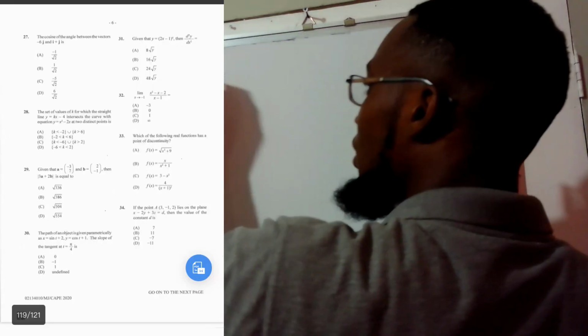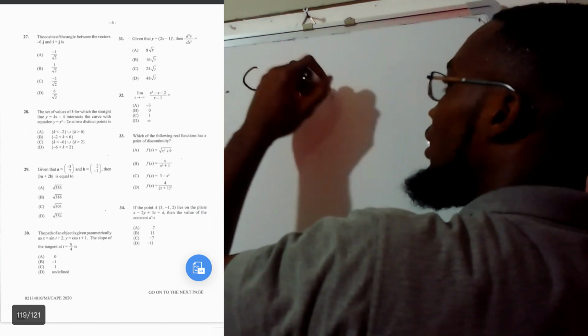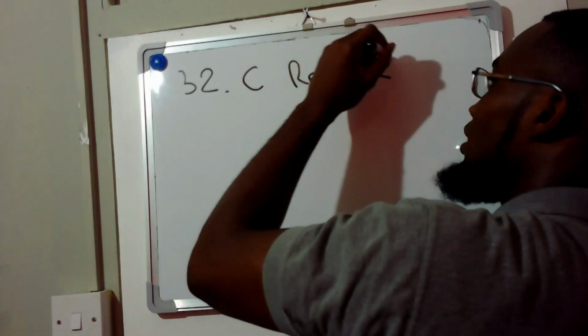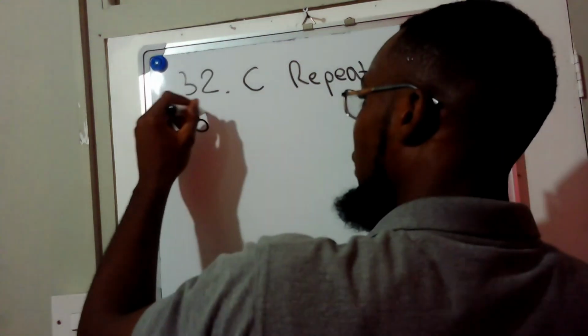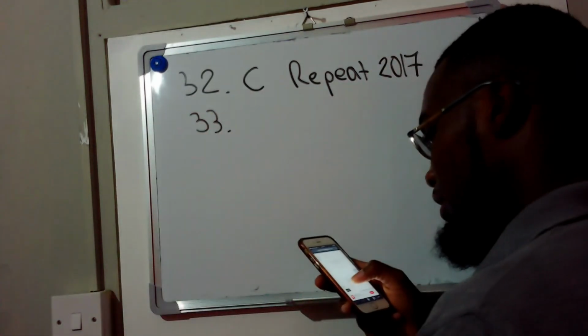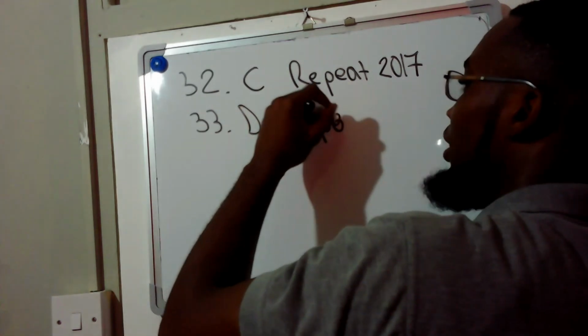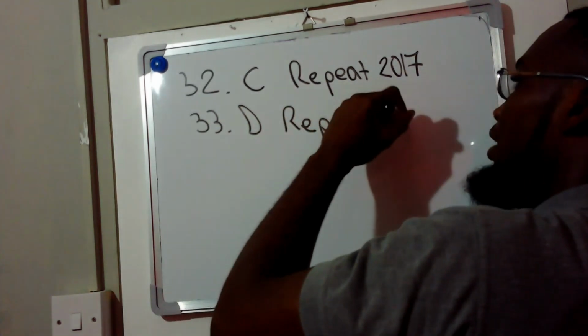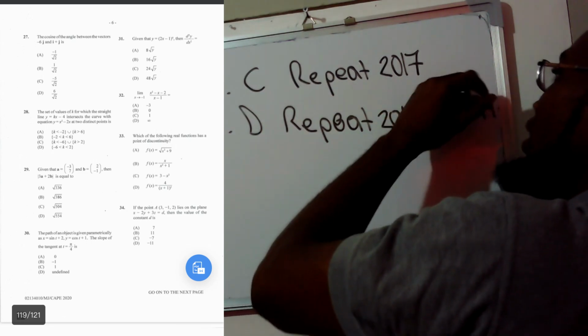Number 32 is a big repeat question. 32 is C. This is a repeat from 2017. Number 33 is option D. This one repeats like every year. This repeated in 2017, 2018, 2019. This always repeats.